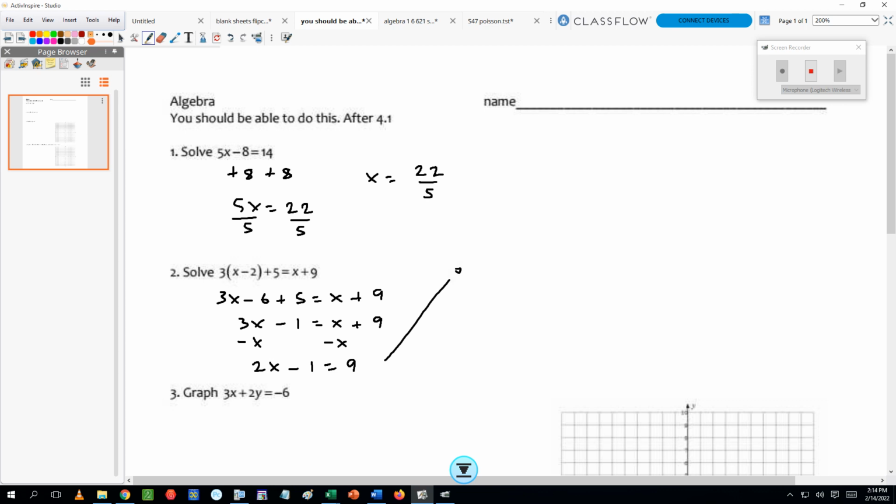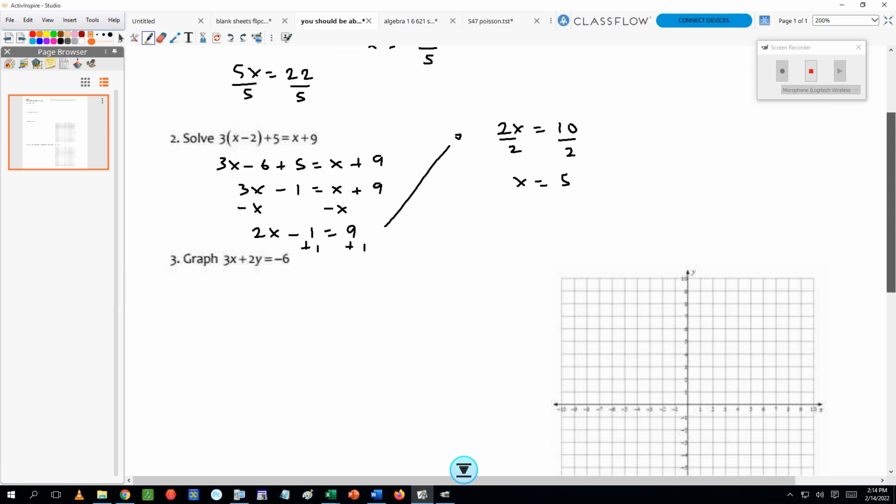You should know that you would be adding 1 to both sides. That will give you 2x is equal to 10, and then divide both sides by the 2, and 10 divides by 2 nicely. You should know how to do that.